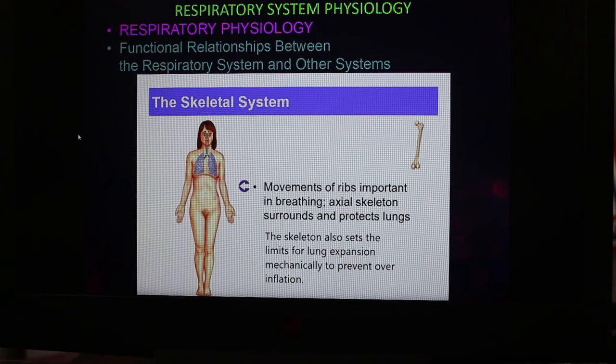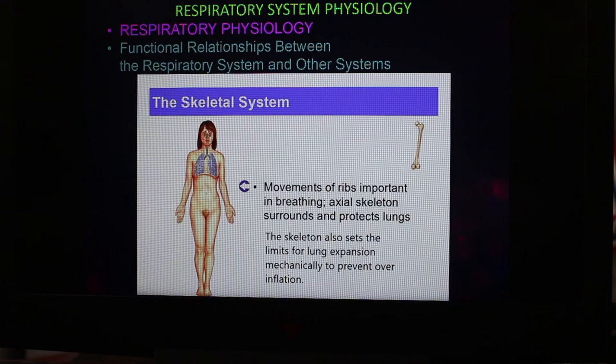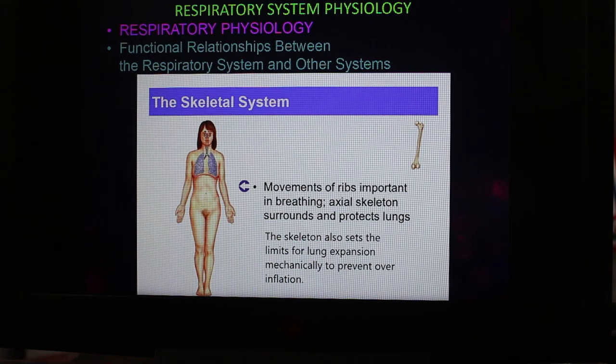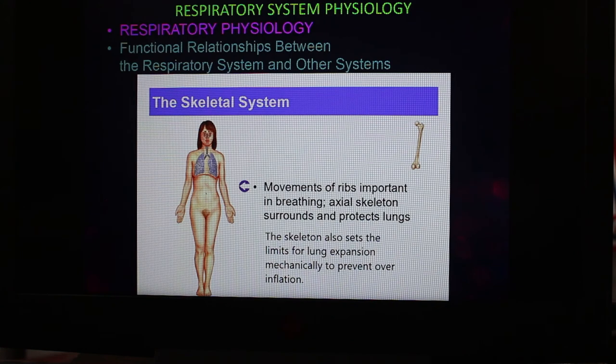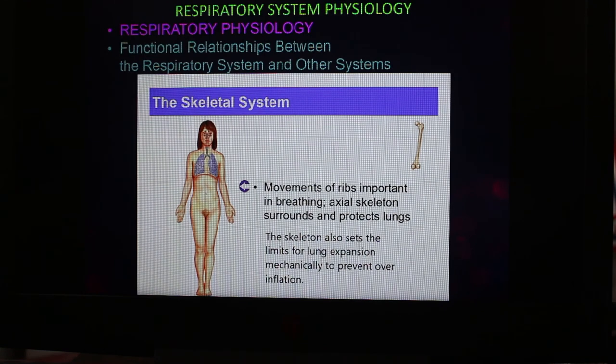We have the skeletal system. Movements of ribs are important for breathing. As I have told you, the movement of the chest upwards and forward increases the thoracic capacity, hence pulling the lungs with it, and then air enters into the lungs with the movement of the ribs. And the skeleton also sets the limits for lung expansion mechanically to prevent overinflation. So they move to a certain limit, and once they come to the limit, they can provide some protection for the lungs not to be overinflated.